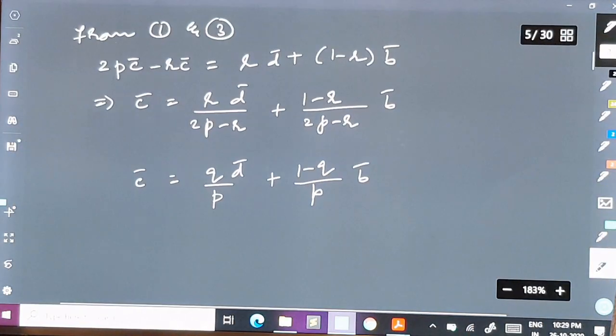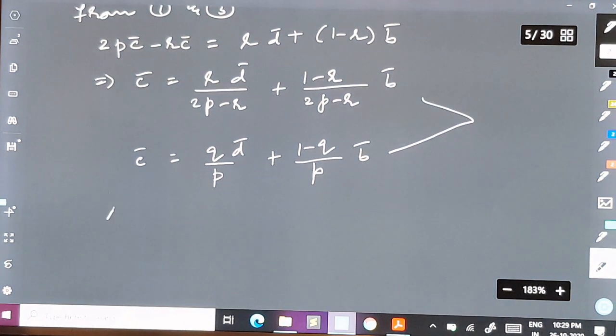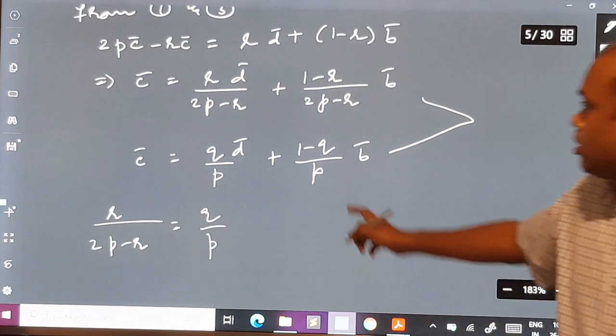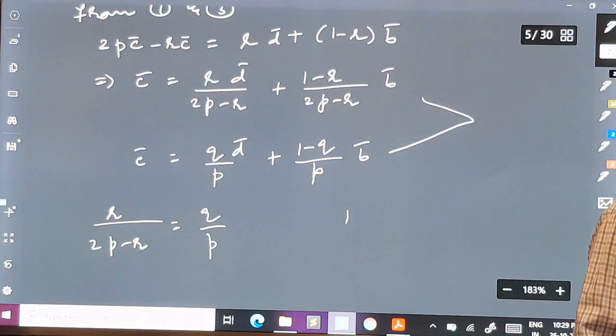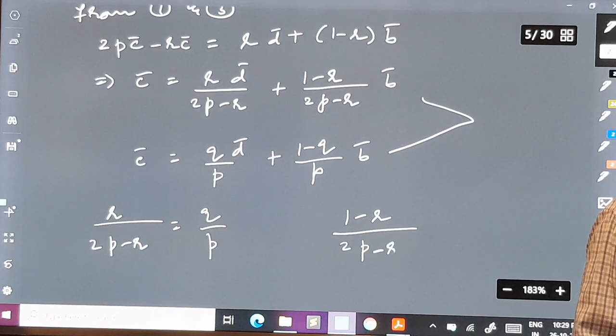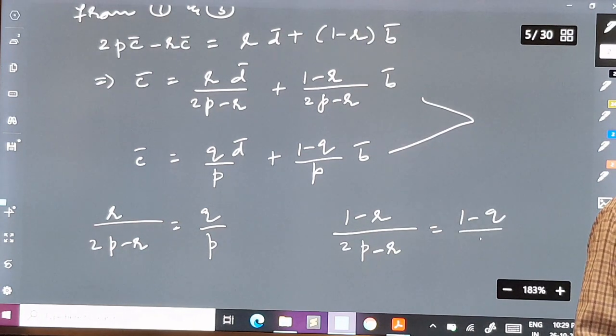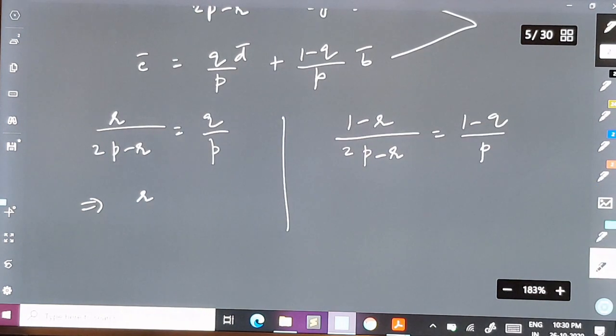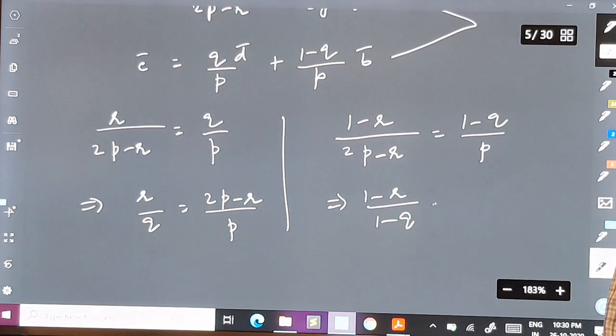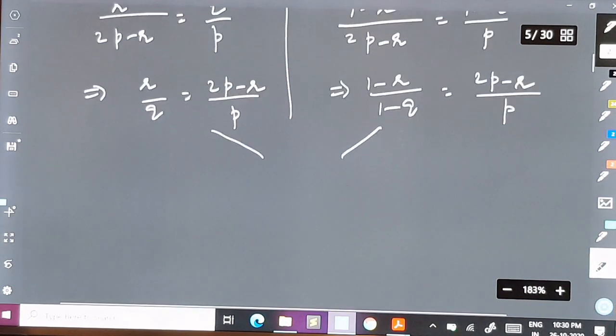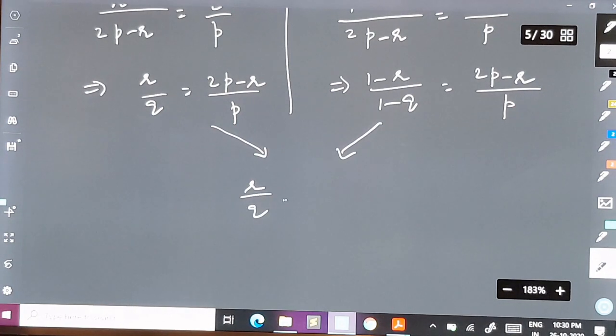So equating components in these two, what I get is R by (2P minus R) is equal to Q by P, and over here I get (1 minus R) by (2P minus R) is equal to (1 minus Q) by P. I'll have R by Q is equal to (2P minus R) by P, and here also I'll have (1 minus R) by (1 minus Q) is equal to (2P minus R) by P. So from these two I conclude that R by Q is the same as (1 minus R) by (1 minus Q).